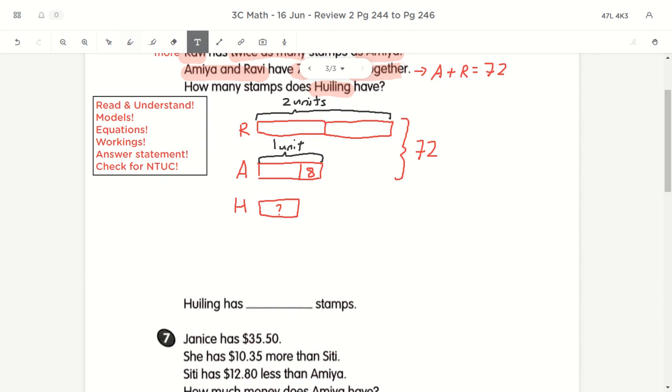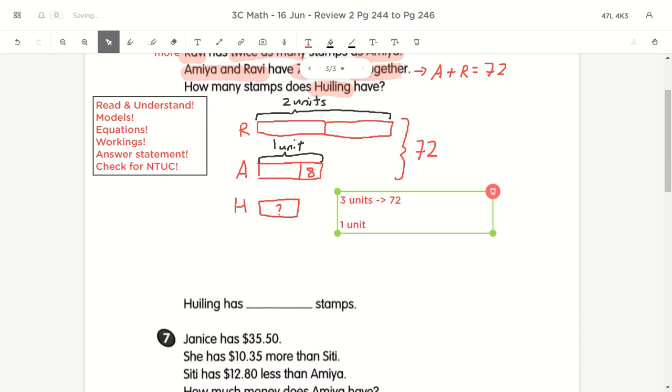So what you have to know is that 3 units equals 72. 2 units from Ravi, 1 unit for Amia, add together 3 units. So 3 units is 72. What you need to do next is to find 1 unit, which is to find Amia. 1 unit is actually Amia because Amia is 1 unit.